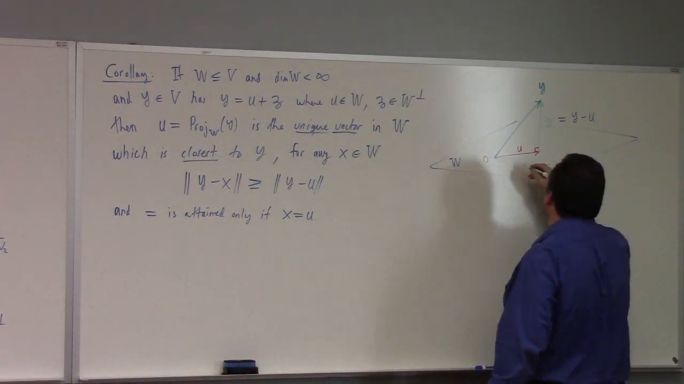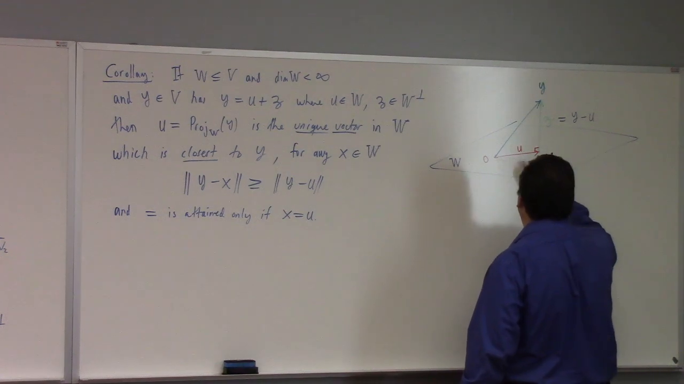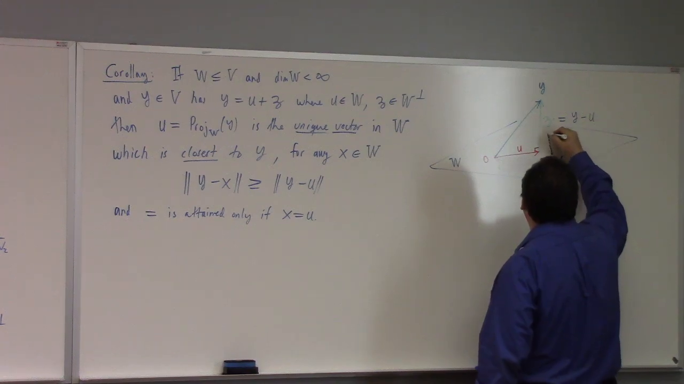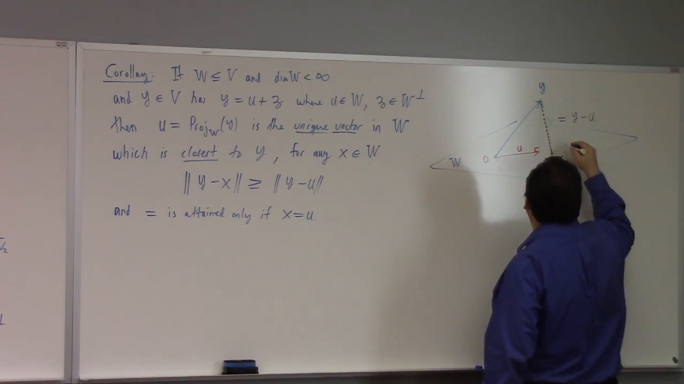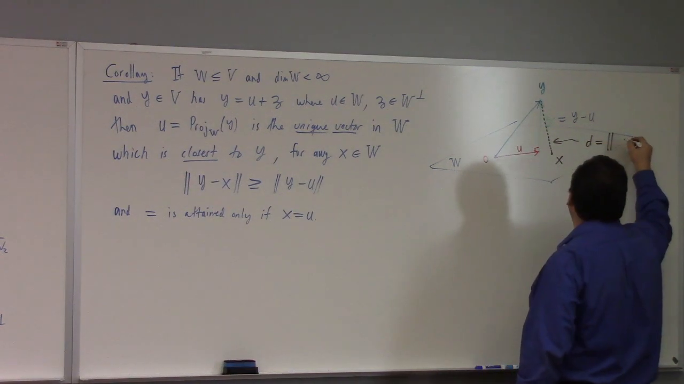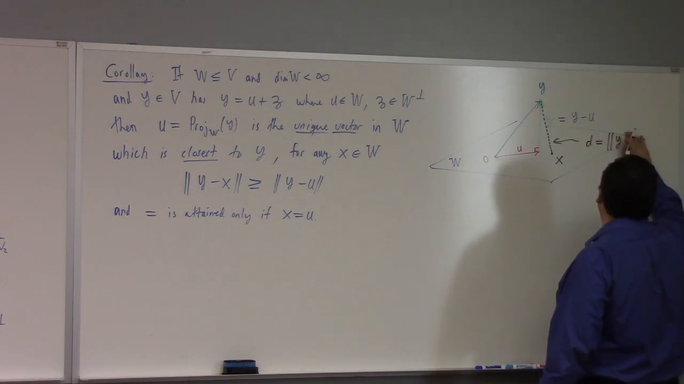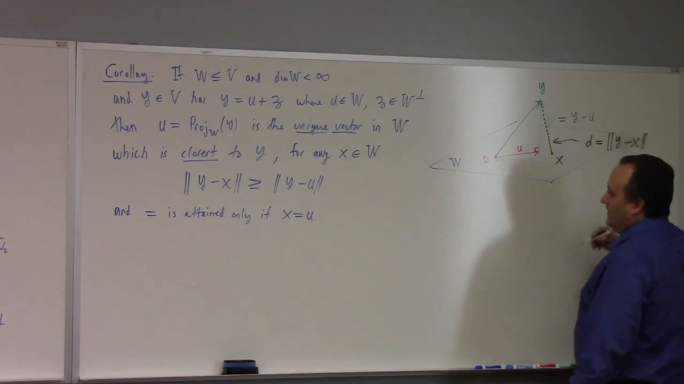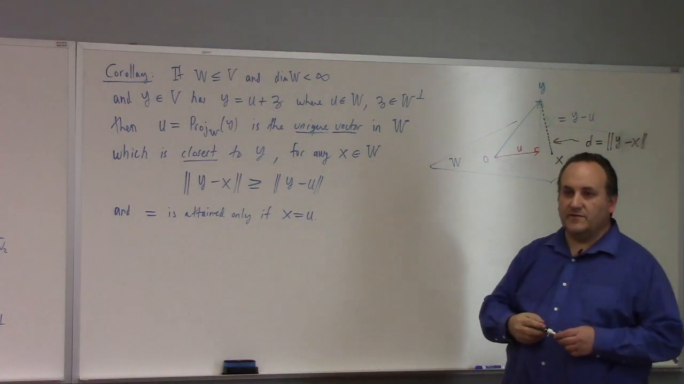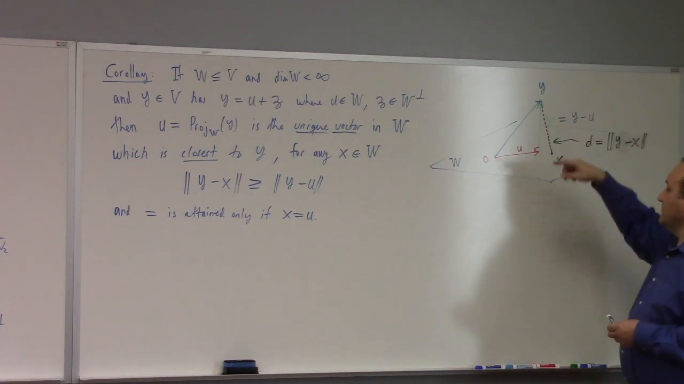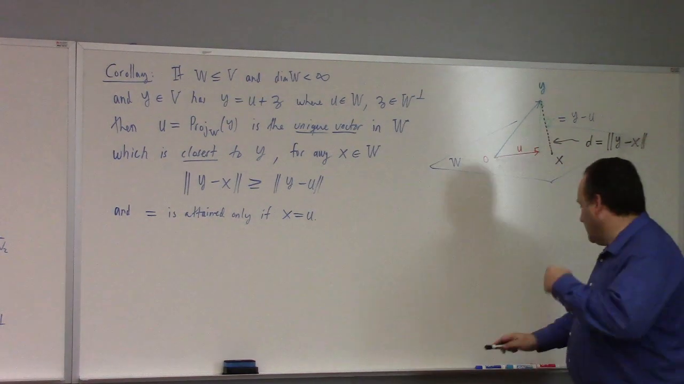So the claim is if I put x anywhere else, like maybe here, then the distance from here to there would be the norm of y minus x, right? And the claim is that that distance is larger than the distance from u to y. Here's the proof.